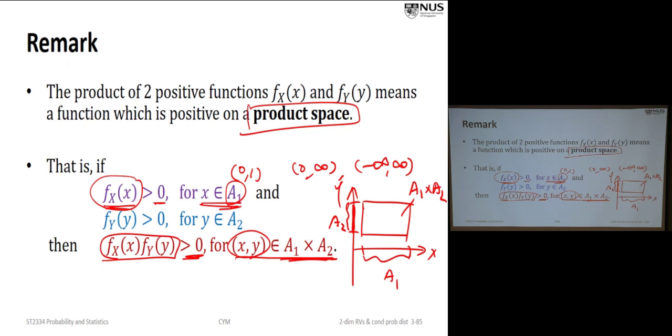Come to think of it, f of x is bigger than 0 for any x value here. And f of y will be bigger than 0 for any y values here. So when you multiply the two non-zero, it is bigger than 0. So therefore, any point here, all right, x with f of x bigger than 0, this point with y, where f of y is bigger than 0. Therefore, for this point, over this product space, the product of f of x times f of y has to be bigger than 0. That's what we mean by the product space.